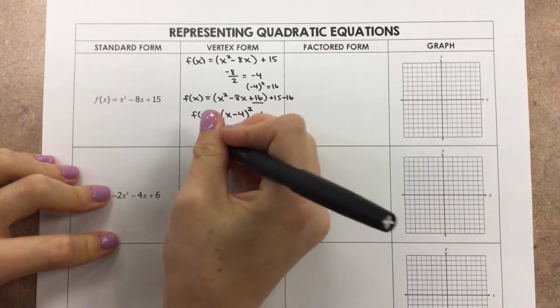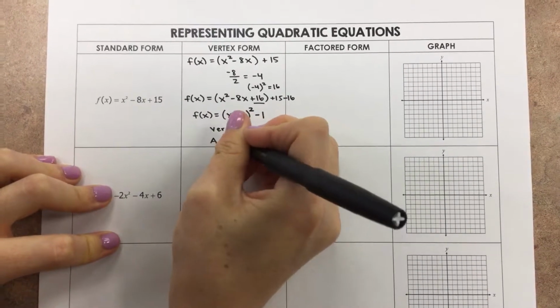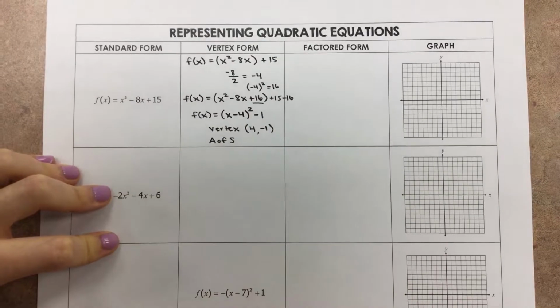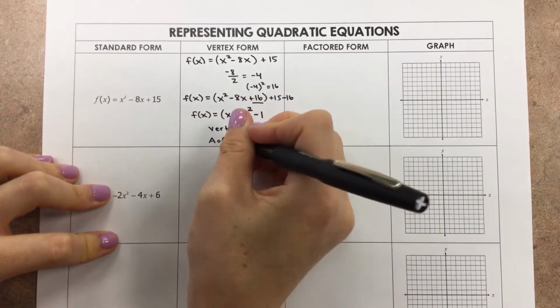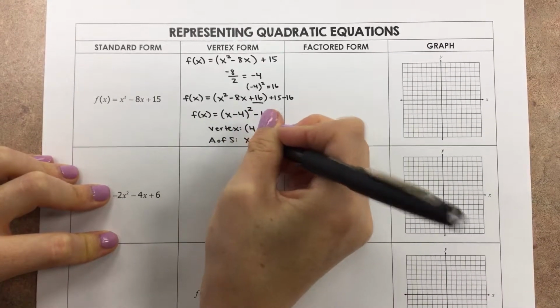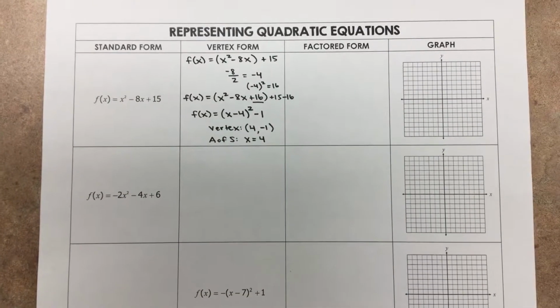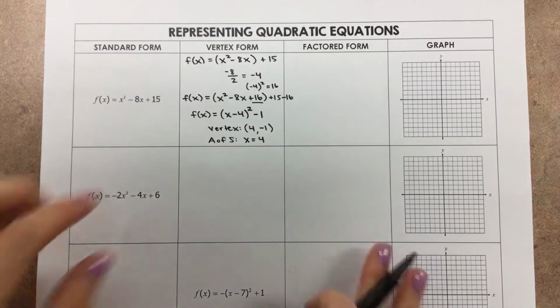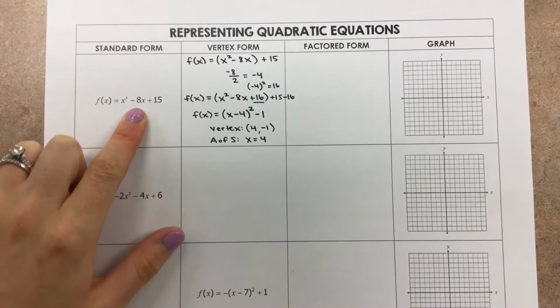And our axis of symmetry just goes right through the vertex. It shares the same x value. So that is x equals 4. Like I said, that'll help us when we're graphing. All right, so in the factored form, super easy. If we're given this form, we just take it and we factor it down.